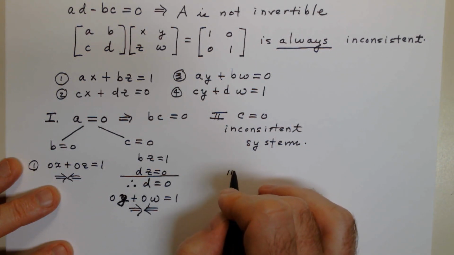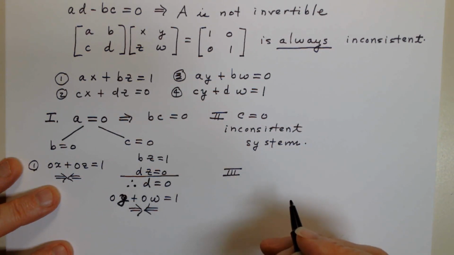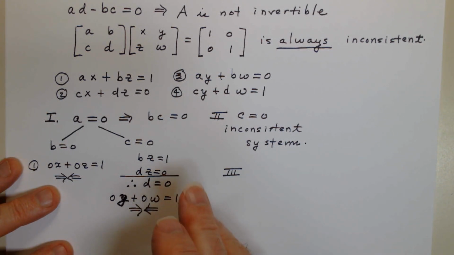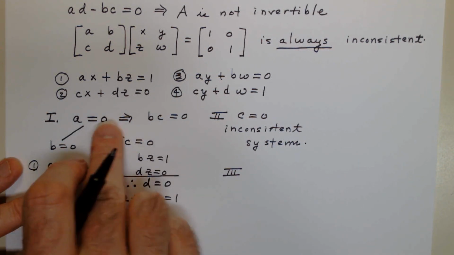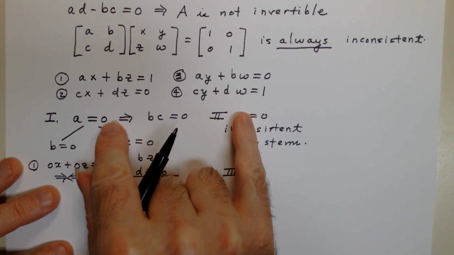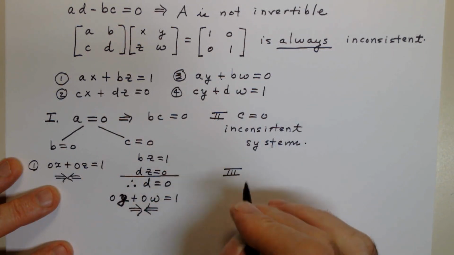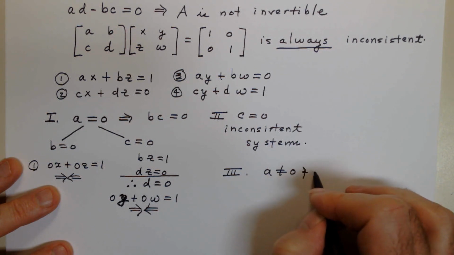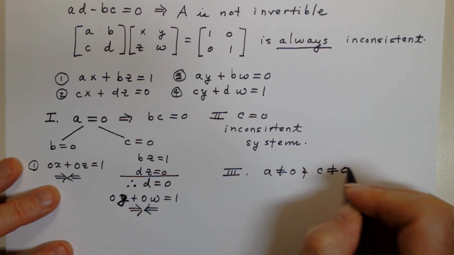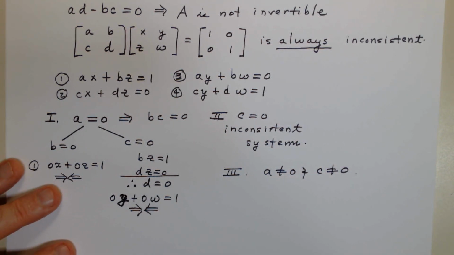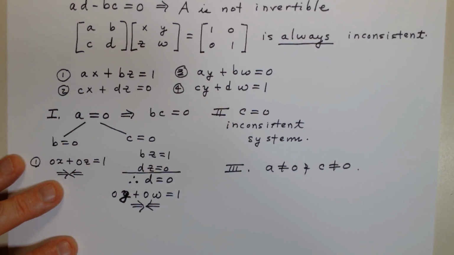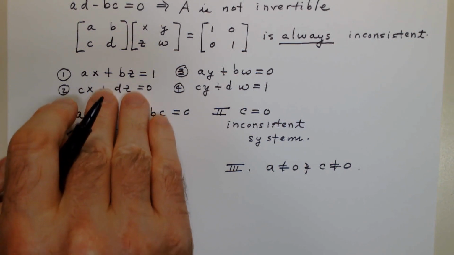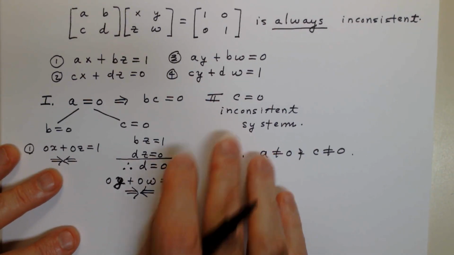So in case 3, I'm going to assume that a is not equal to 0 and c is not equal to 0, because I know that in either of those cases I have an inconsistency. So in my third case, I'm going to assume that a does not equal 0 and c does not equal 0. And I'm going to show you in this case, you also get inconsistency. Now, in this case, all we have to do is, let's say, pick on equations 1 and 2. So let's rewrite equations 1 and 2 down here.